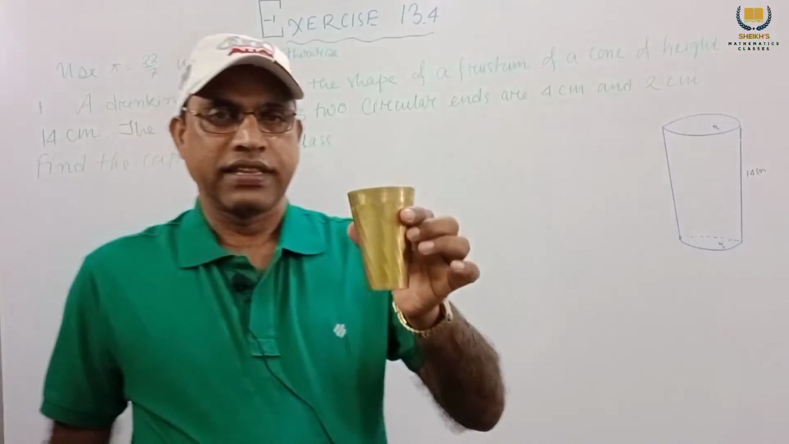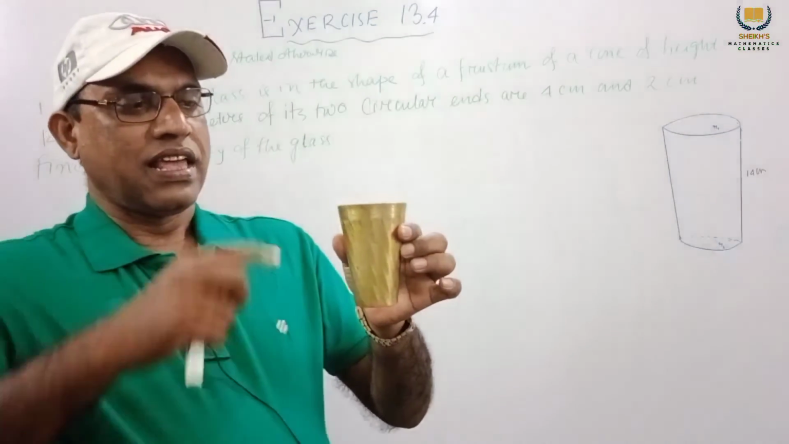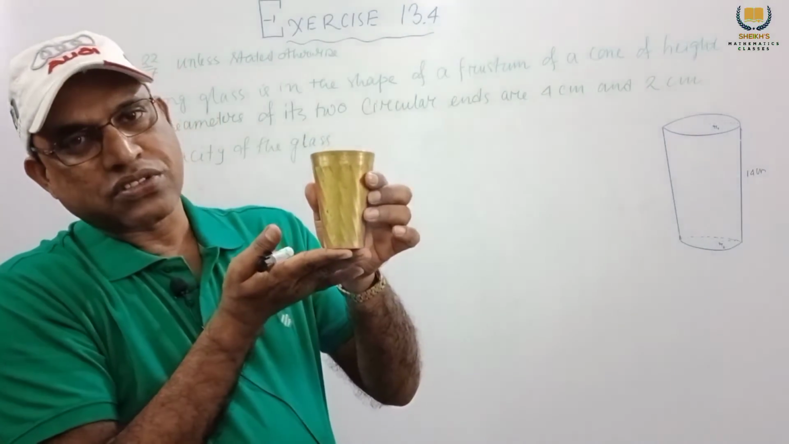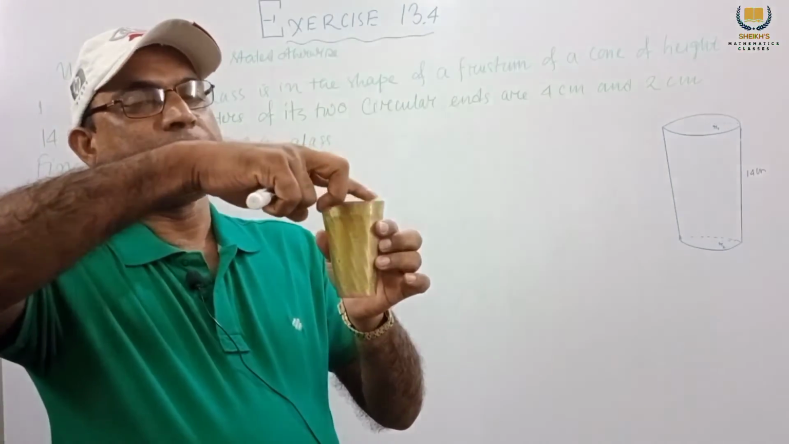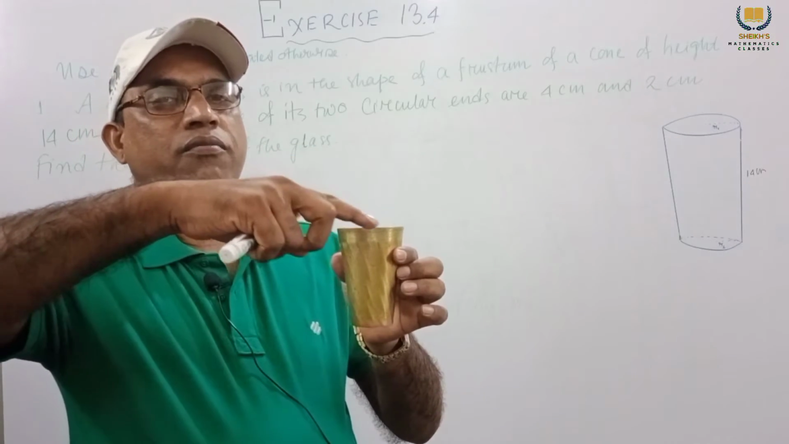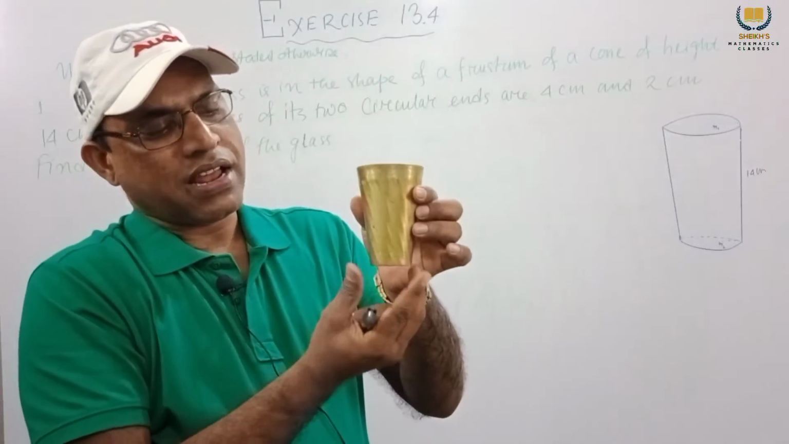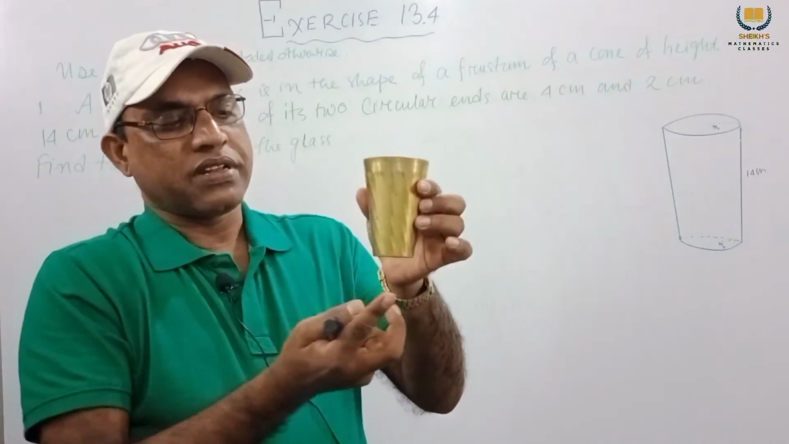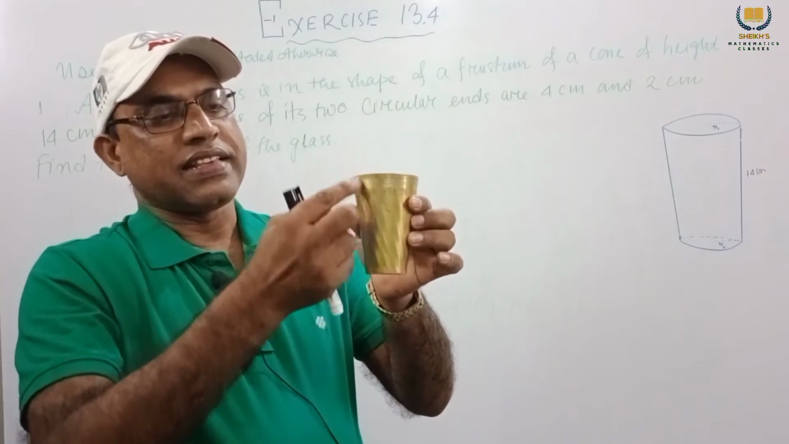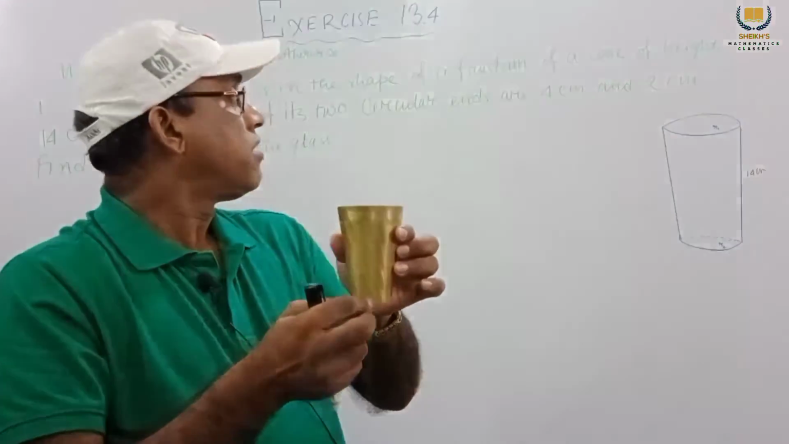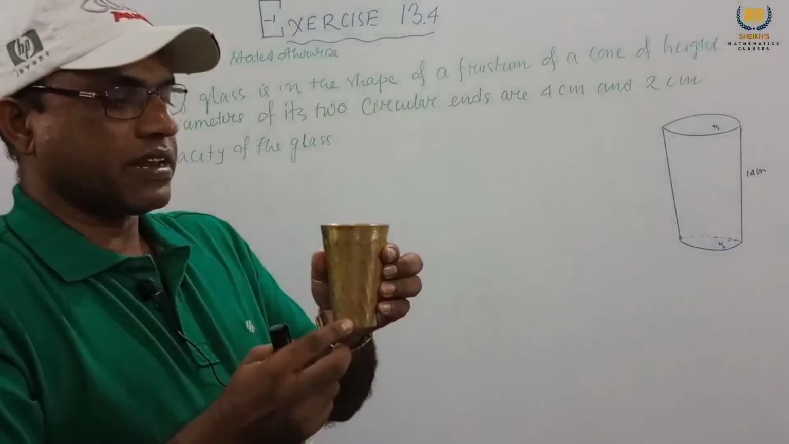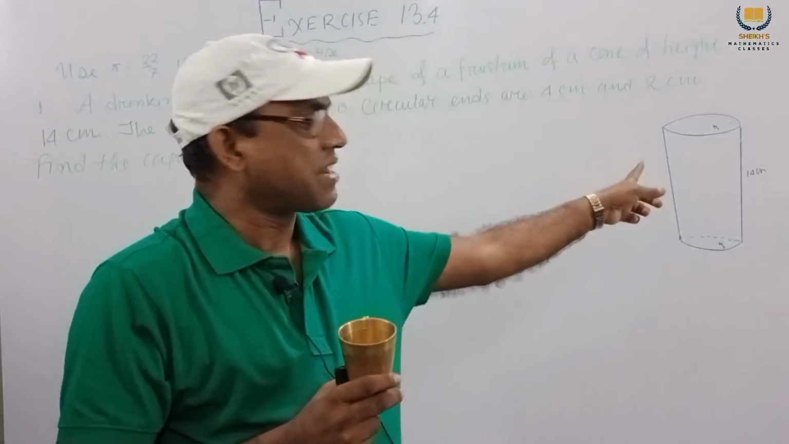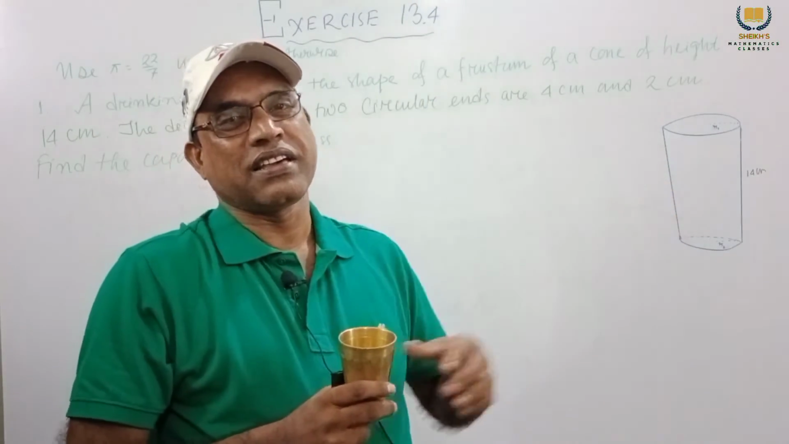Suppose this is our glass, and above this we get a circle, here also a circle. This diameter is given as 4 centimeter, and this diameter, alternatively this will be smaller, this is greater, this is 4 centimeter, this is 2 centimeter, and this height is given as 14 centimeter. Now what is the capacity? Now what is the volume of this? That means, what is the volume of the glass?